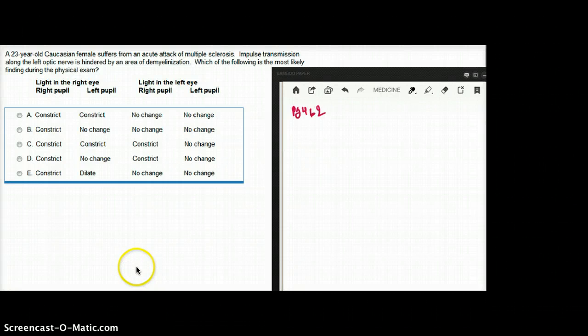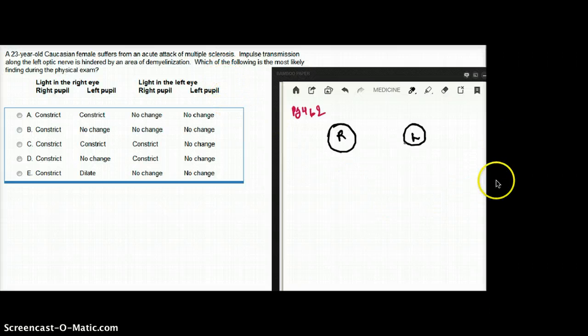In this video, a 23-year-old Caucasian female presents with an acute attack of multiple sclerosis. Impulse transmission along the left optic nerve is impaired. So let's draw our left optic nerve. Let's say this is the right eye and this is the left eye. It says that the impulse transmission along the left optic nerve is hindered by an area of demyelination.